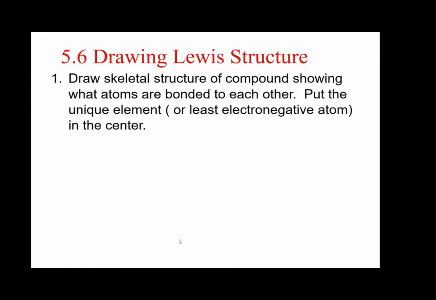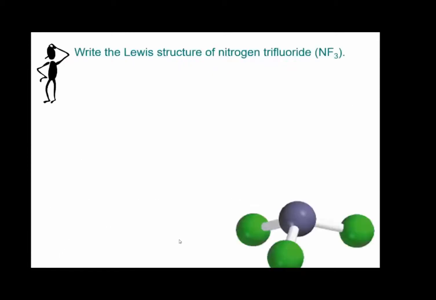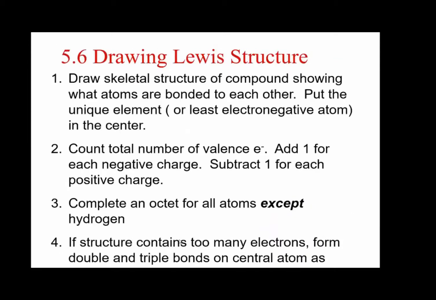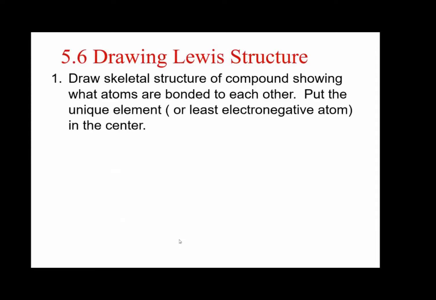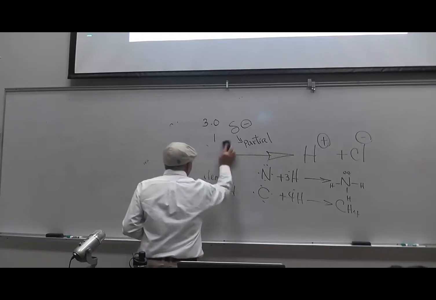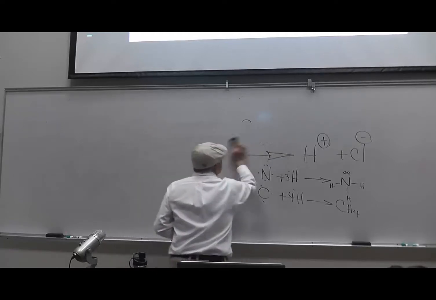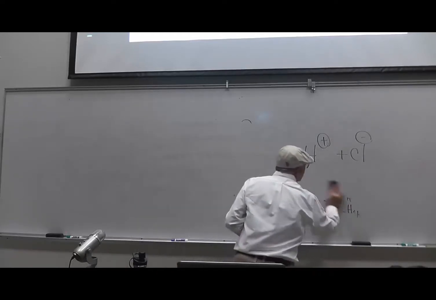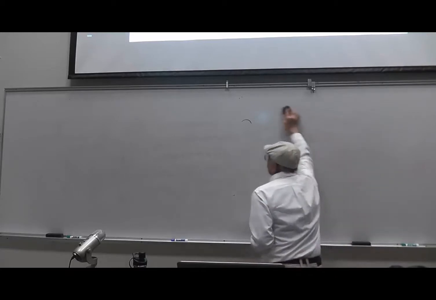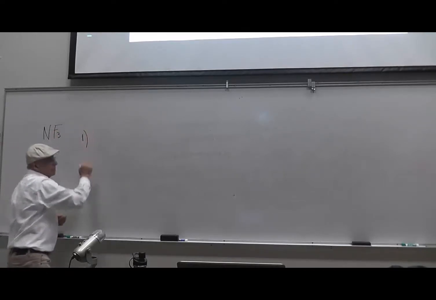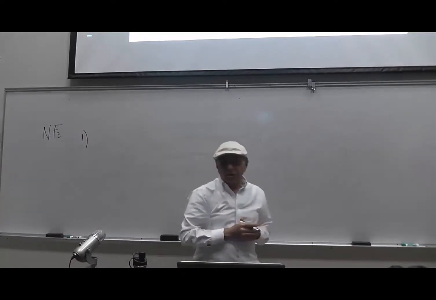So guys, number one, let me give you an example, like NF3. I'm going to apply this structure to NF3, using what is the structure, what is the bonding when nitrogen and fluorine react together, and we say this compound has a formula of NF3. Show me the structure using Lewis structure. Step number 1, it says draw a skeletal structure.